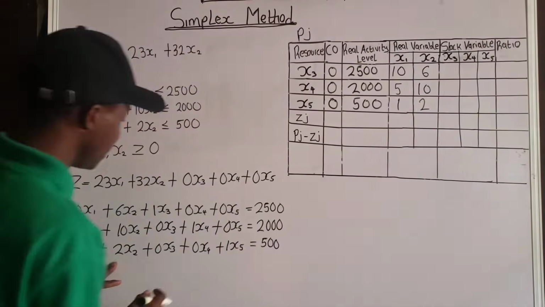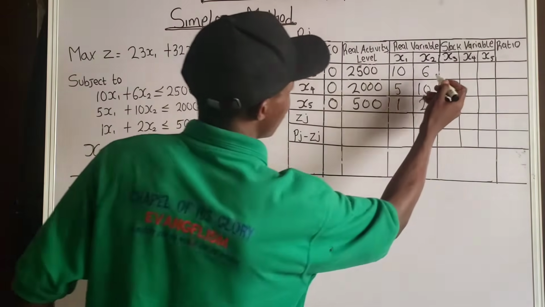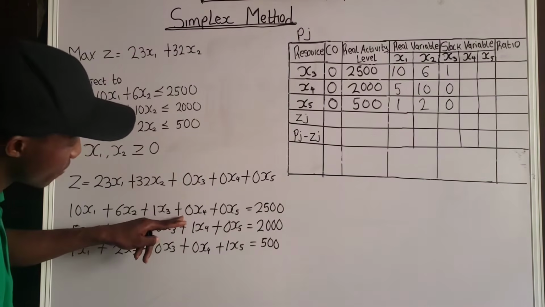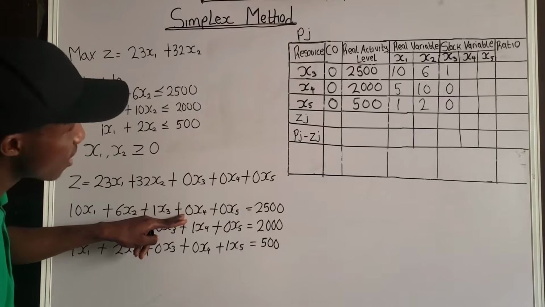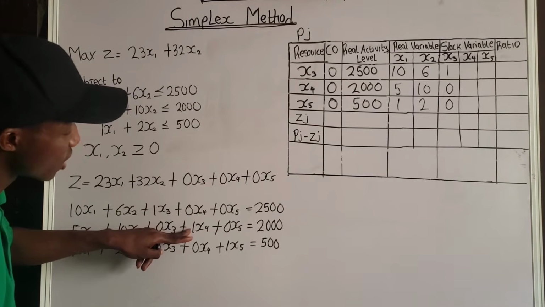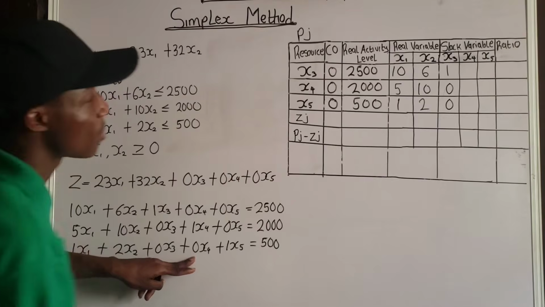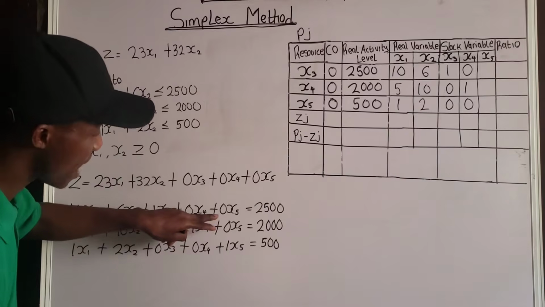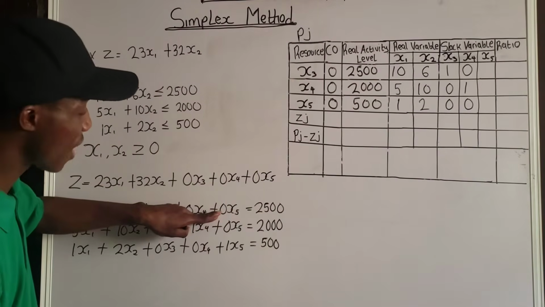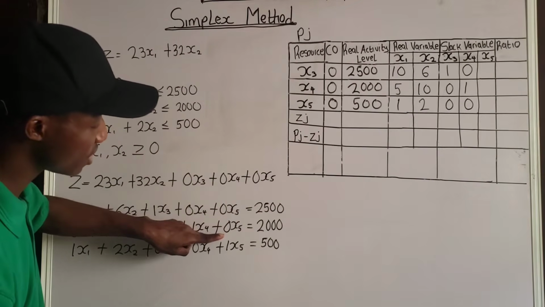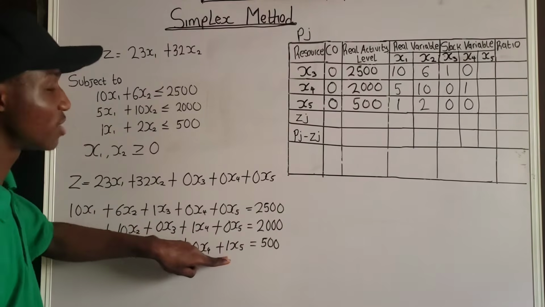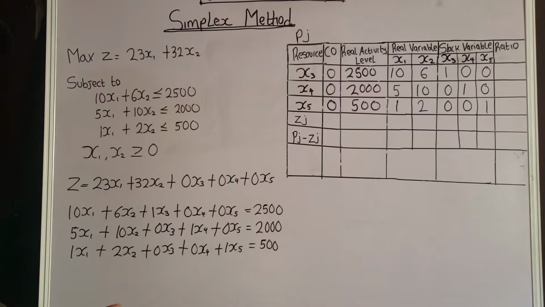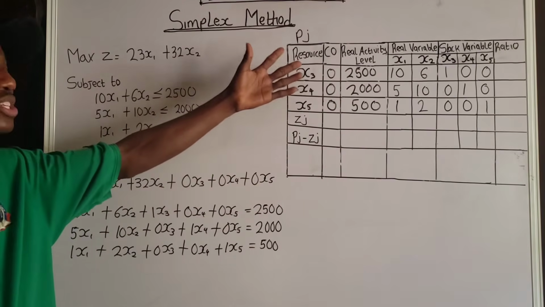For x3, that is 1, 0, 0, so this one will be 1, 0, and 0. For x4, the coefficient in constraint 1 is 0, in constraint 2 it is 1, and in constraint 3 it is 0, so I'm going to have 0, 1, 0. For x5, the coefficient in constraint 1 is 0, in constraint 2 it is 0, and in constraint 3 it is 1. So I'm going to have 0, 0, 1.